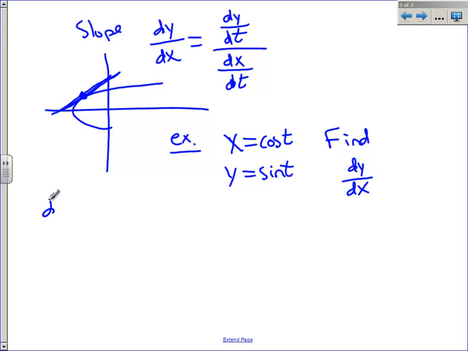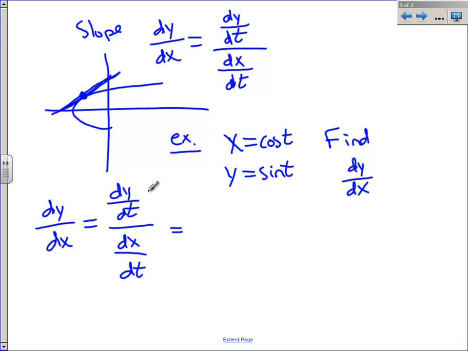So we are going to say that dy/dx is equal to dy/dt divided by dx/dt. So the derivative of our y equation with respect to t, the derivative of sine is cosine, and then the derivative of our x equation with respect to t is negative sine. And so we get negative cotangent t.